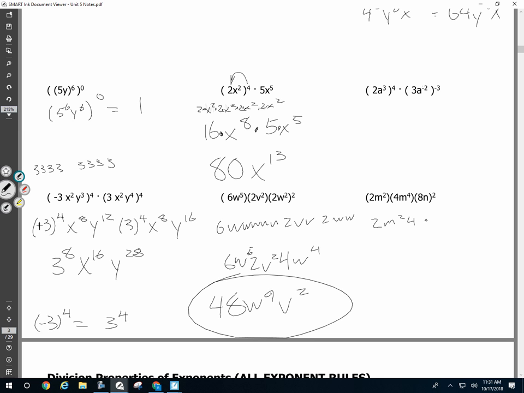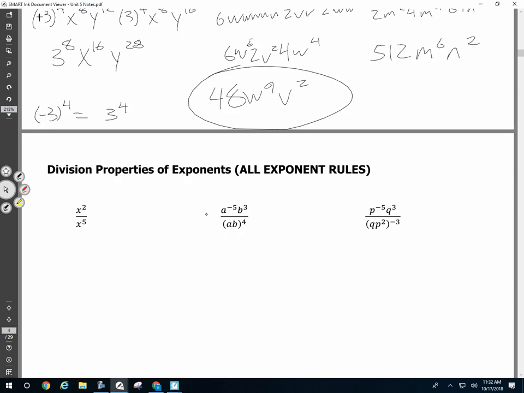2m squared. 4m to the fourth. I can write this out. 8 squared is 64n squared. I can do 64 times 4 times 2. 8 times 64. 512. I have 6 m's, 2 n's. Okay? Next page.